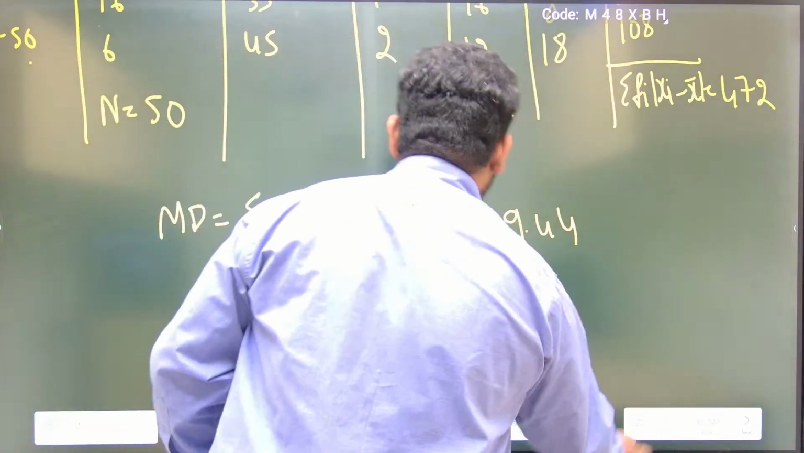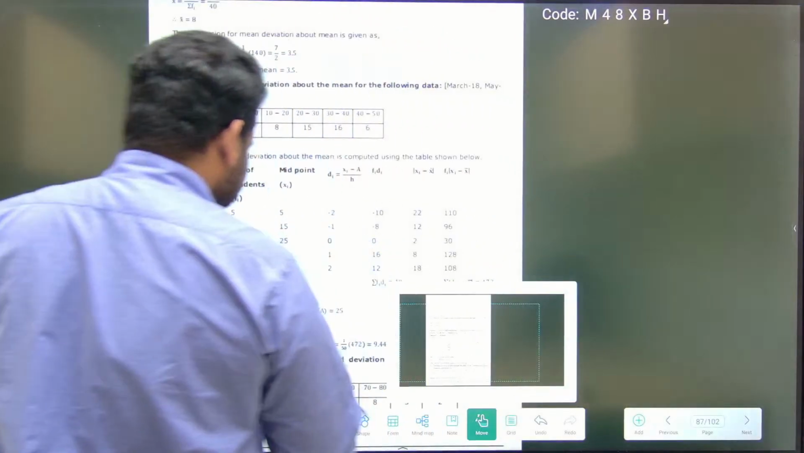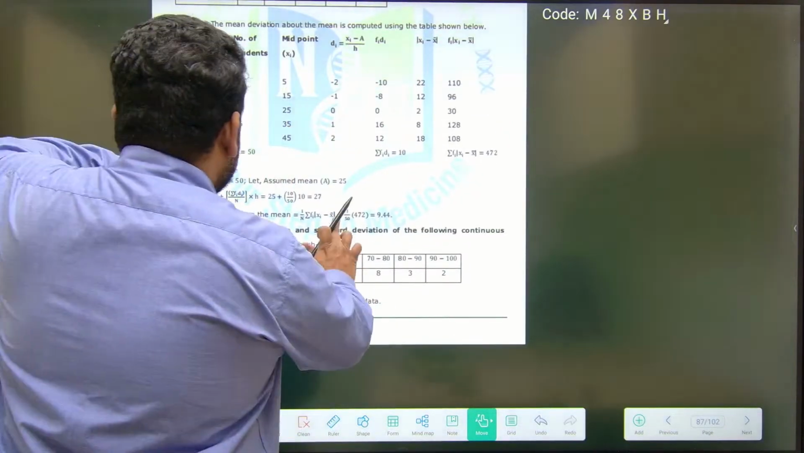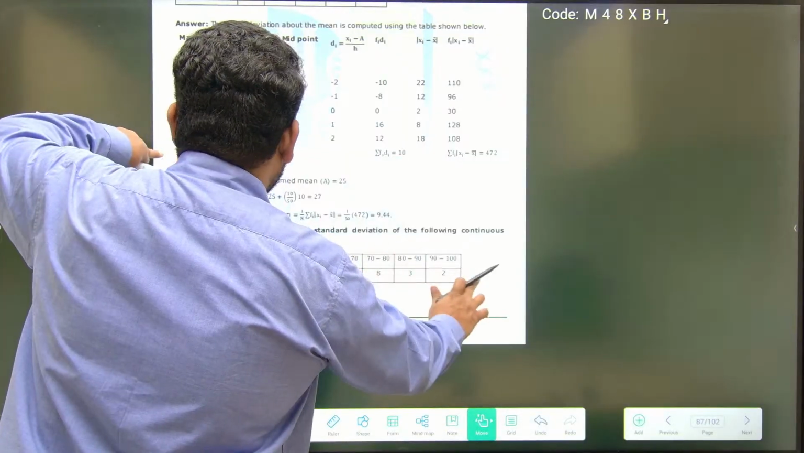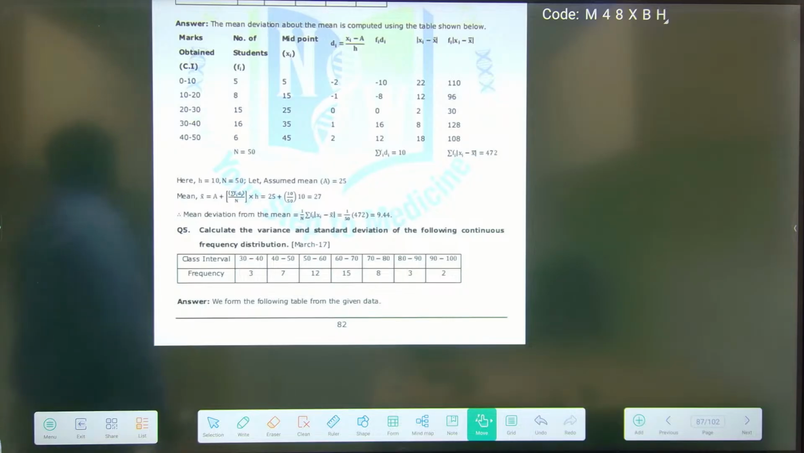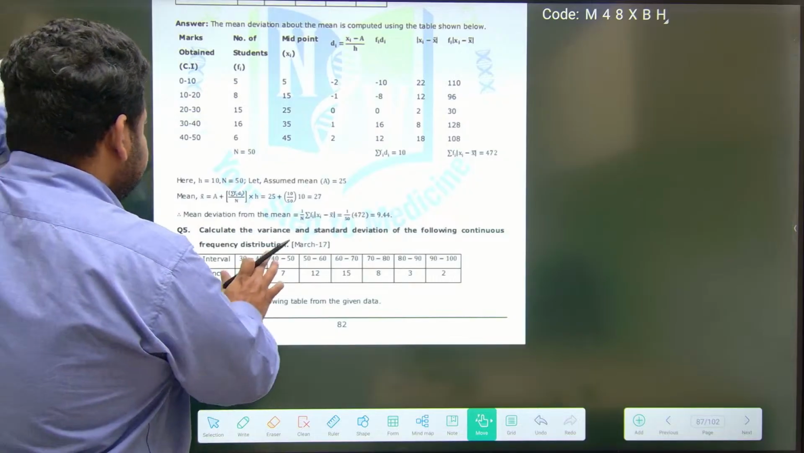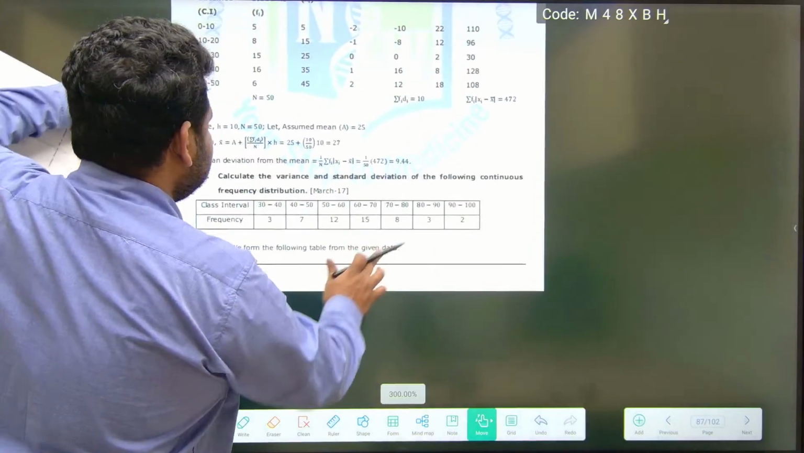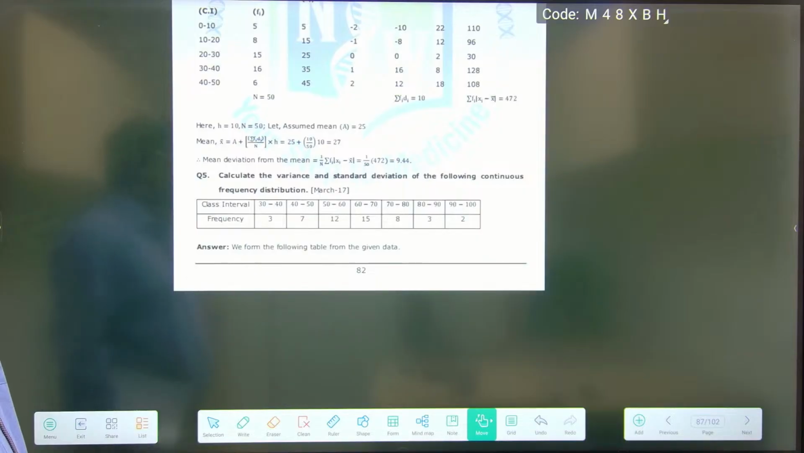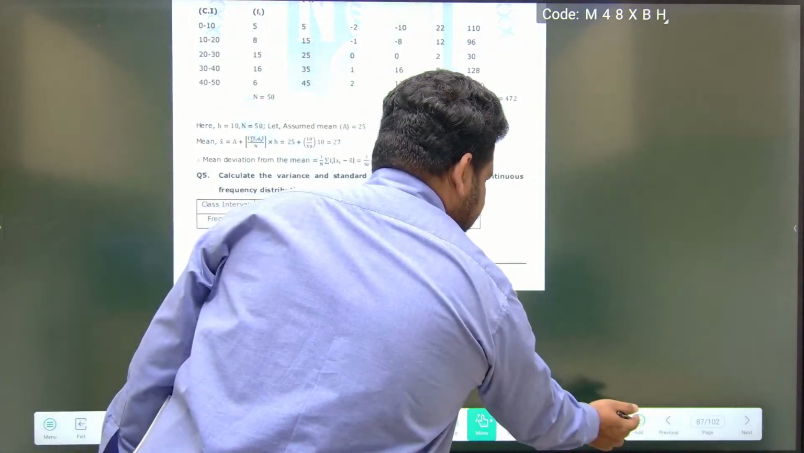So look at this, friends. This is the question. Calculate the variance and standard deviation. I hope it is visible to all of you. Anyway, I am writing it on the board also. Calculate the variance and standard deviation of the following continuous frequency distribution table. Let us create the table required to find the variance and standard deviation. Let us be quick and complete this question.